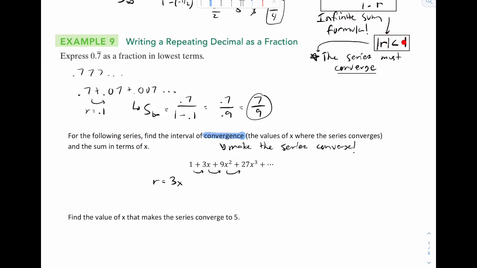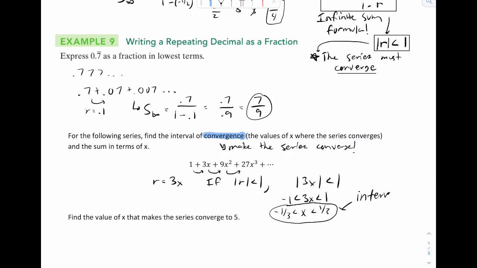And to make it converge, we'll look right here. The absolute value of R must be less than 1. So if the absolute value of R must be less than 1, then the absolute value of 3x must be less than 1. And hopefully you remember how to solve the absolute value inequality like this. Just set it between -1 and 1 and solve it. So right here is what we call the interval of convergence. Meaning if x is between these values, that will make this series here converge. And then we could actually find the sum.